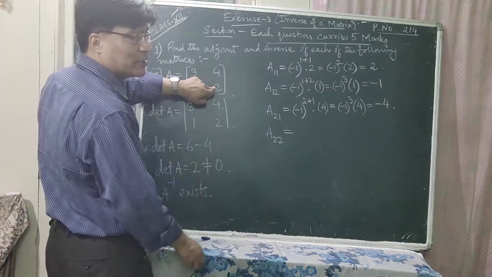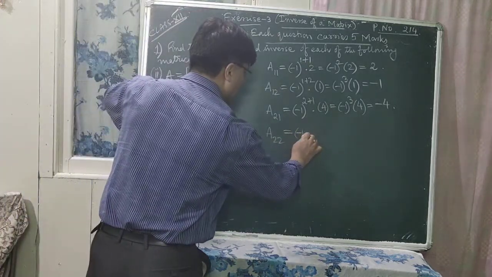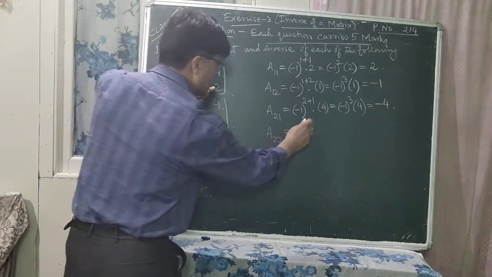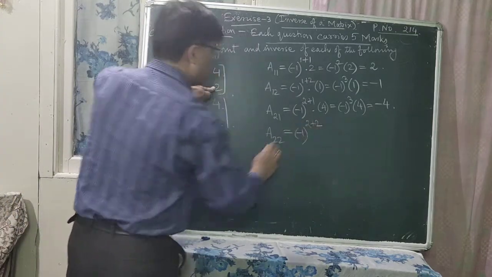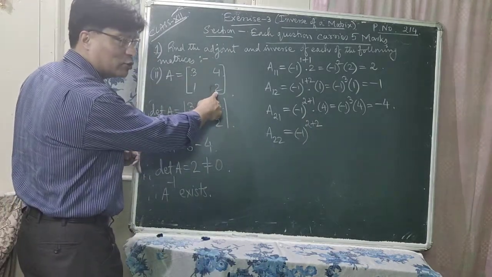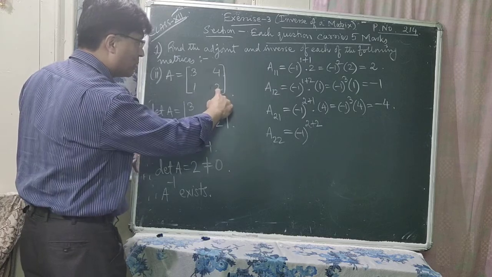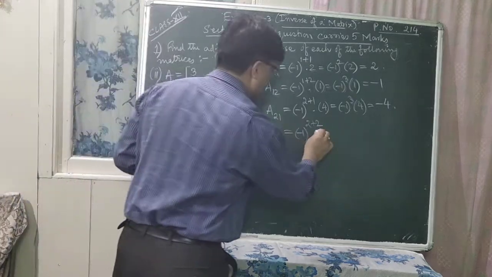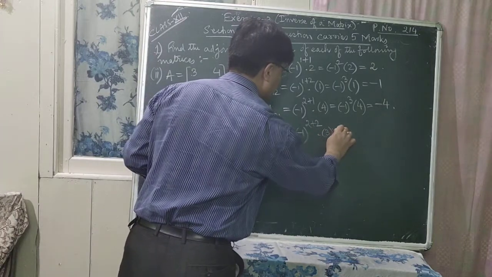First of all, you have to consider the sign here also. Minus 1 whole to the power, what will be there? This 2 and 2 is there. That means 2 plus 2. Now delete the row and the column through the element 2. That means second row and second column are deleted. What remains? 3. So write down into 3.